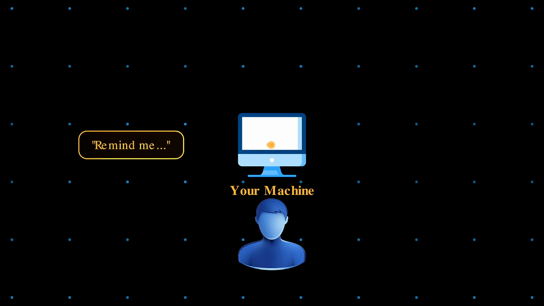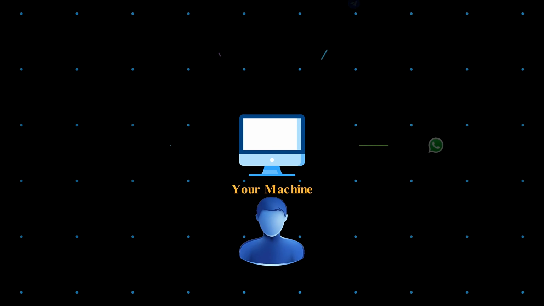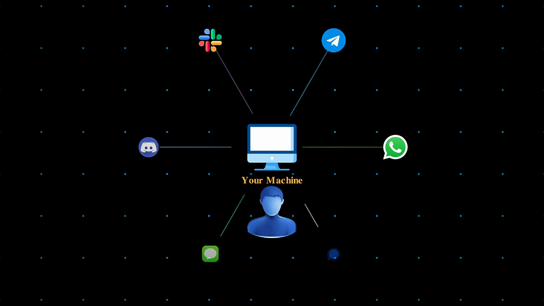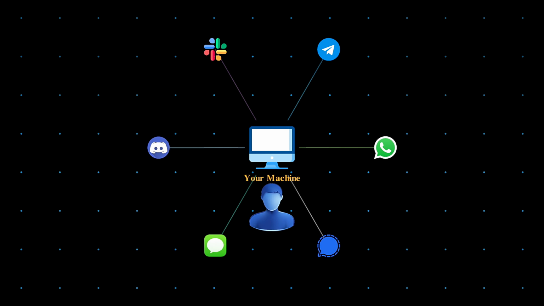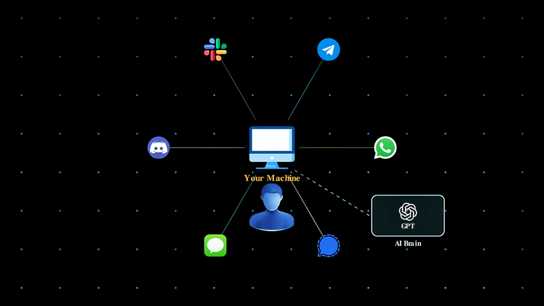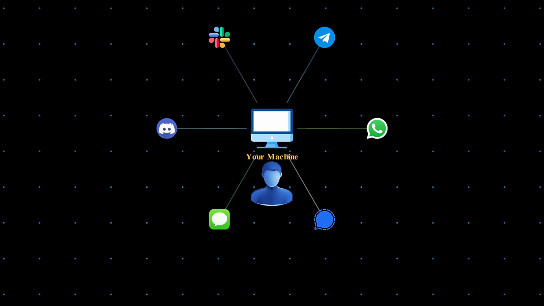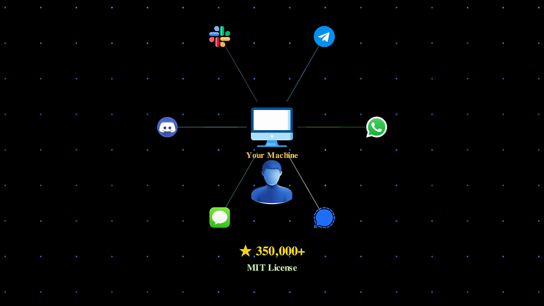Now imagine flipping this completely. An AI assistant that lives on your machine, not in the cloud. One that answers you on WhatsApp, Telegram, Slack, Discord, iMessage, wherever you already are. One that remembers everything across all of them. And one where you choose the brain, GPT, Claude, Gemini, or a fully private local model, and swap it whenever you want. And it's completely free, open source, and yours forever. More than 350,000 developers on GitHub have already started.